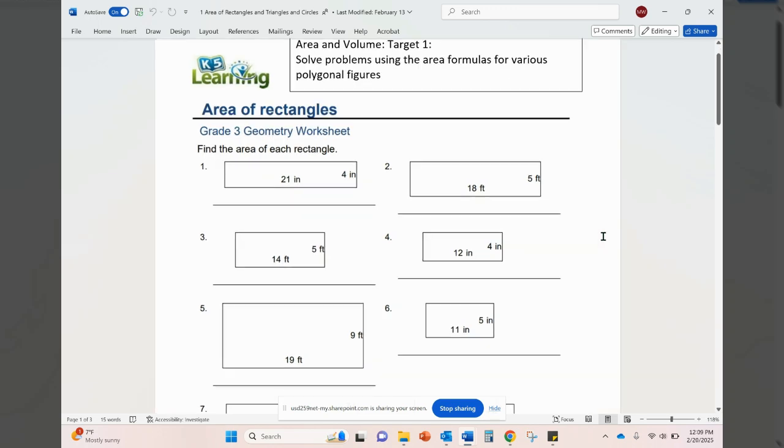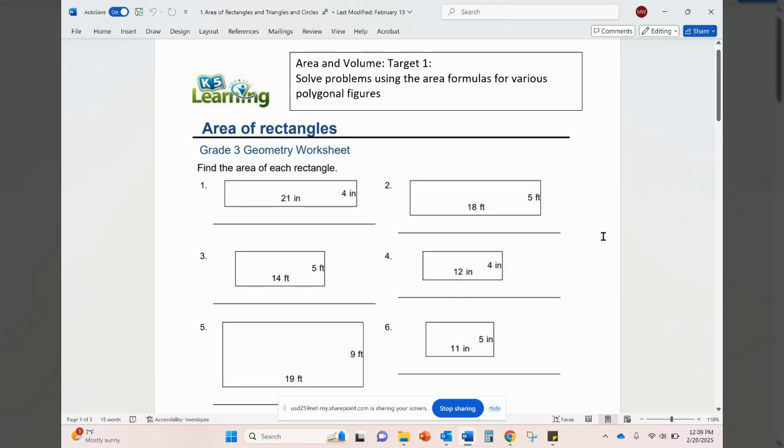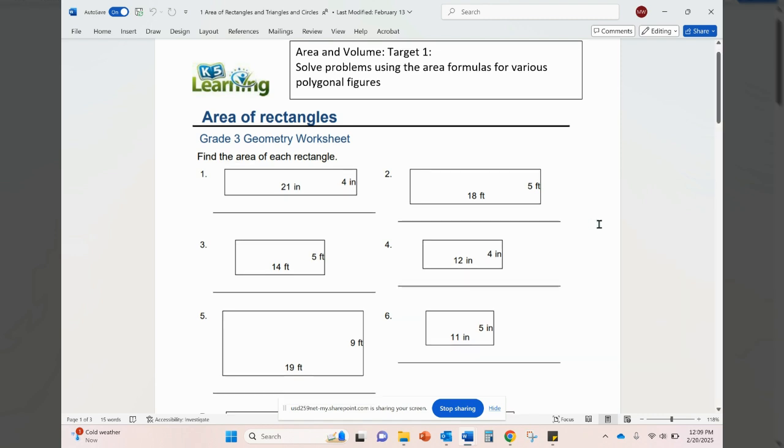All right, so area and volume, target one. We are going to solve problems using the area formulas for various polygonal figures. We are going to use area formulas for rectangles, triangles, and circles. These are all things you've done before in 6th grade and in 7th grade, so this should not be too heavy of a lift for you. So here we go. We're going to start with area of rectangles.